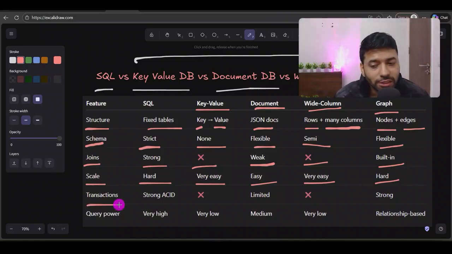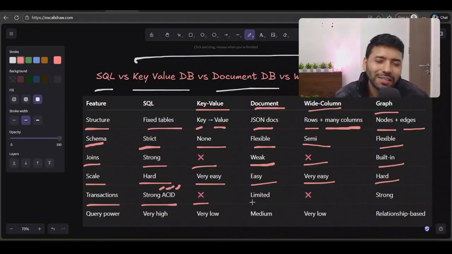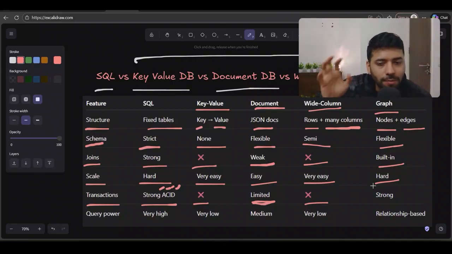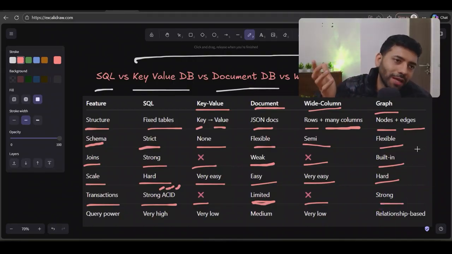Next, talking about the transactions, as we just said, SQL provides strong support for ACID properties: atomicity, consistency, isolation, durability. Key value database doesn't provide ACID support. Okay, talking about document database, it has limited support for these ACID properties. Wide column database, again no support. For graph database, because it is based on the relationships and you can see a bit of similarity with SQL, although graph is a NoSQL database, it provides good support for ACID properties.